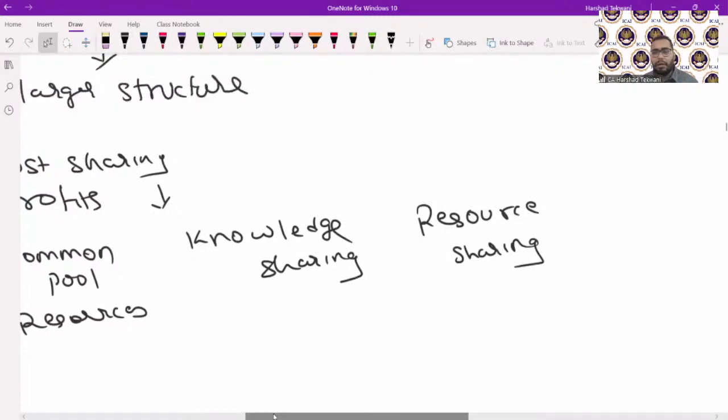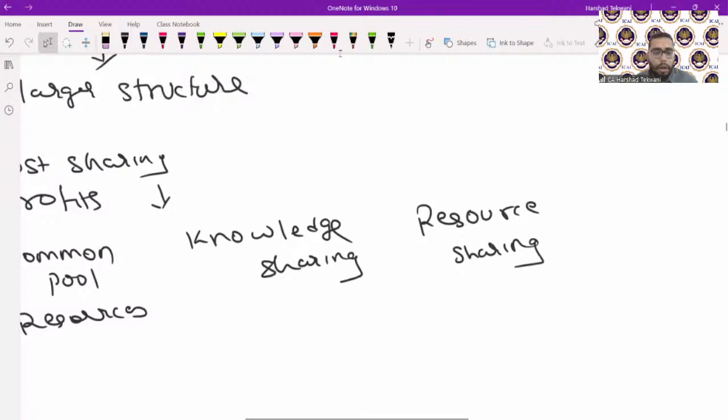Let's say, for example, they have created a common pool of resources. You can say manpower resource for the purpose of audit or something like that. So resource sharing. So for these purposes, a network is created, a larger structure is created. You can say for quality control. Okay. So if they have a common system, or sort of common resource pooling, they can be called a larger structure.